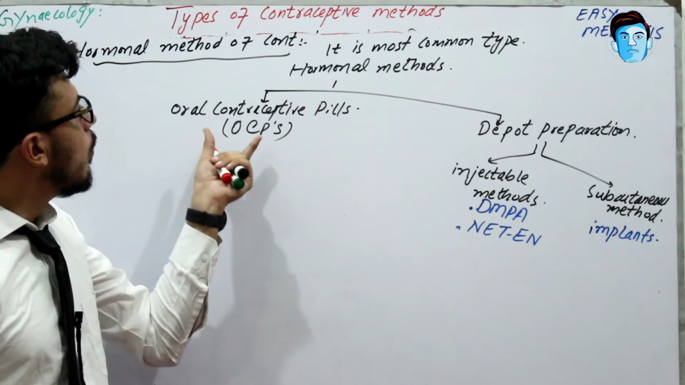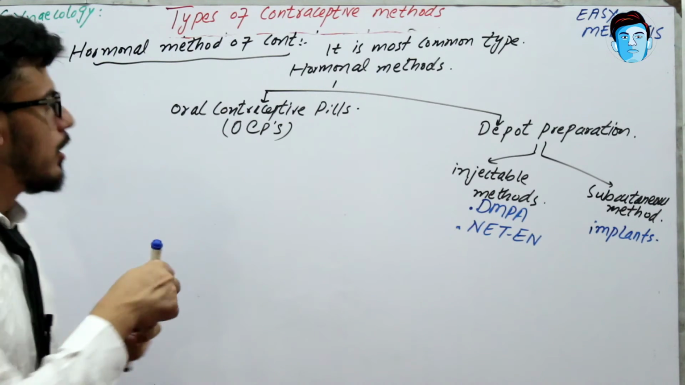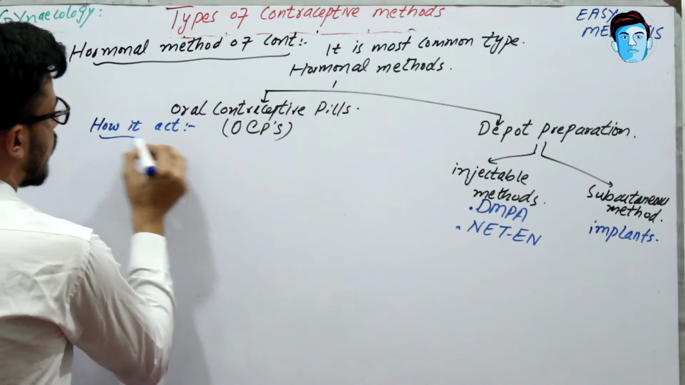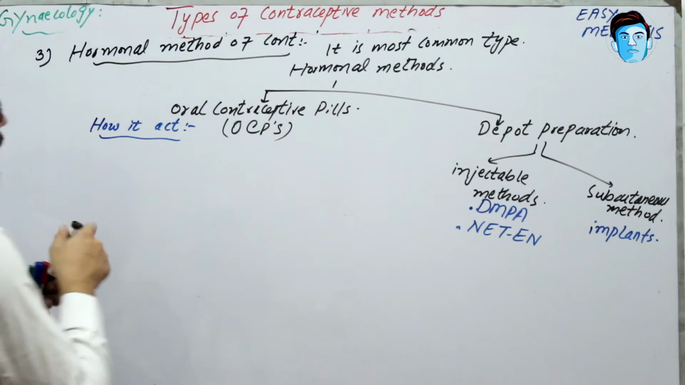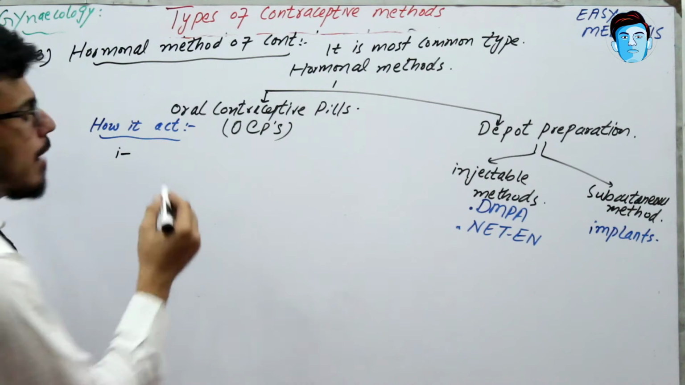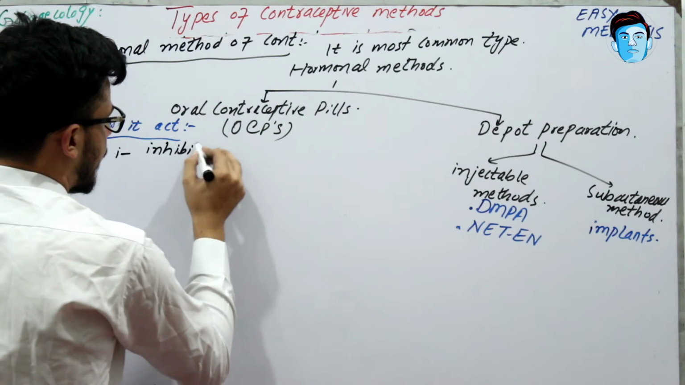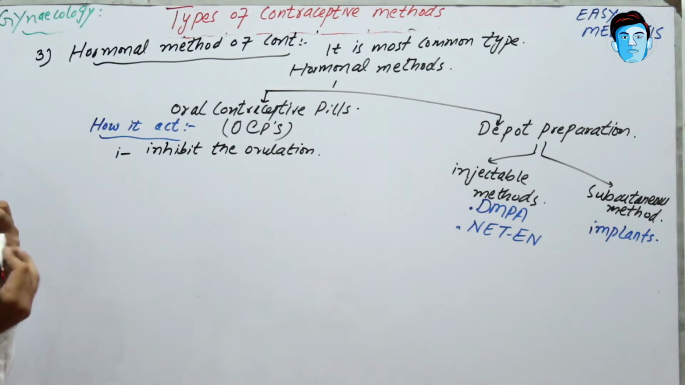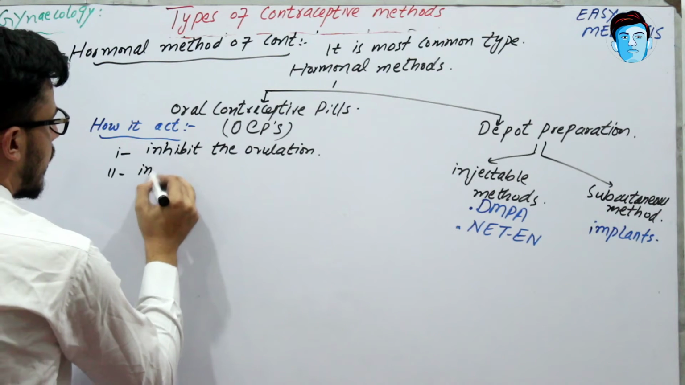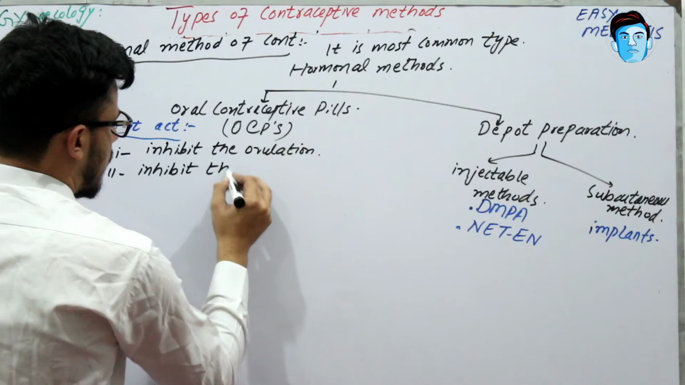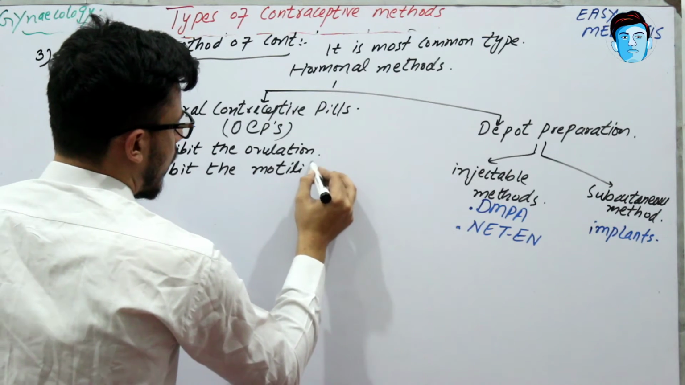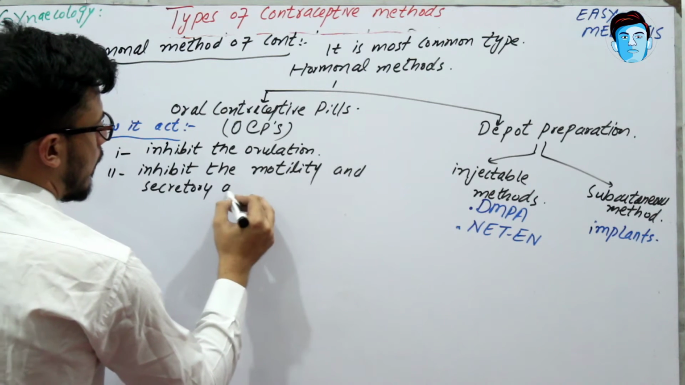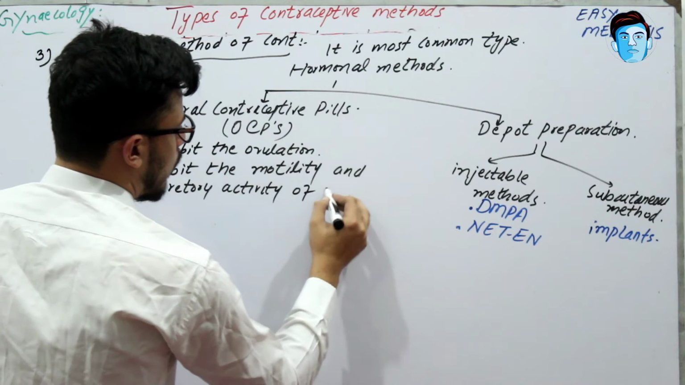But how do these oral contraceptive pills act? Basically, the first part is that OCPs inhibit ovulation. So the first mechanism of action is that it inhibits ovulation. Also it inhibits the motility and secretory activity of the oviduct.